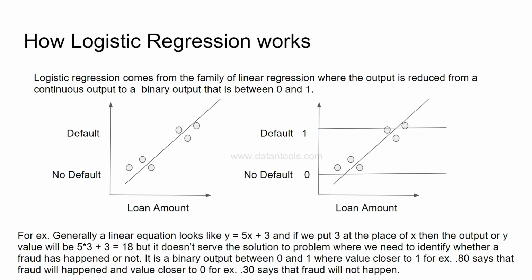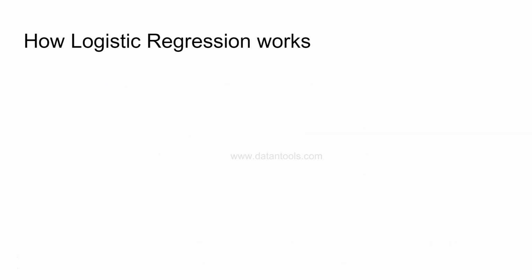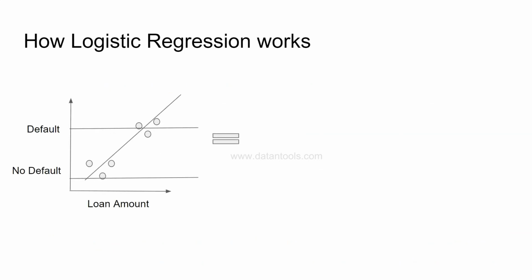So let's see how logistic regression really gets applied. Over here, it's the same setup with default and no default. Here is again a simple example of linear regression where we have a different equation, 6 minus 0.3 multiplied by LA, some dummy equation, and if LA, which is the loan amount, is equal to 10, the output we get is basically 3.